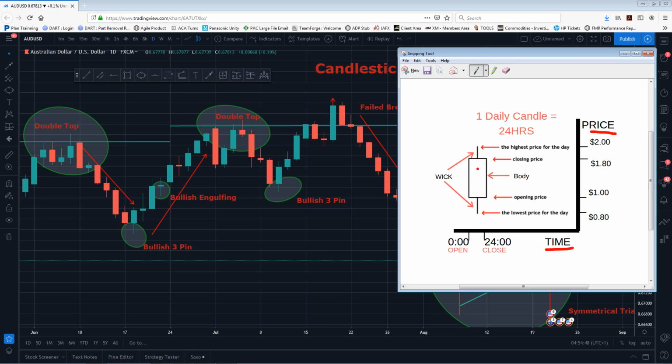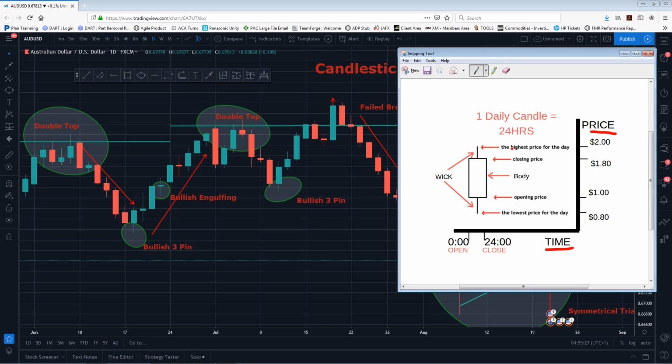Because this one candle is a daily candle, it starts at 0-100 hours, and it doesn't close until 24 hours have passed. So again, this column here is time and this is price. Let's look at the actual body. This is what we call the body of the candlestick, the part that's square. And these guys right here are the wicks, and that's why I labeled it wicks.